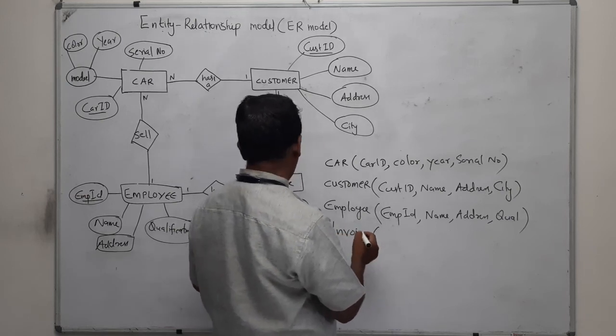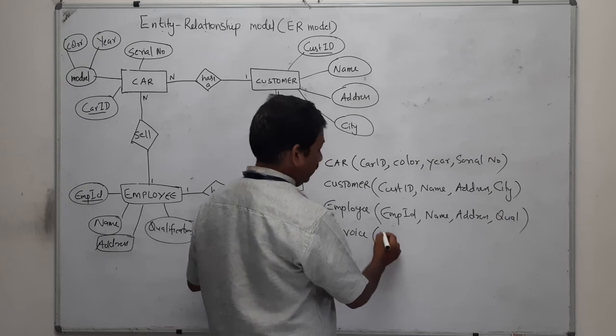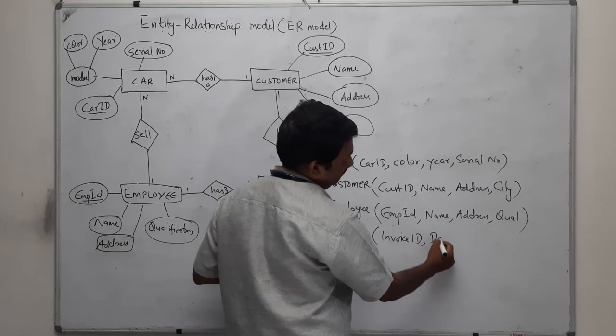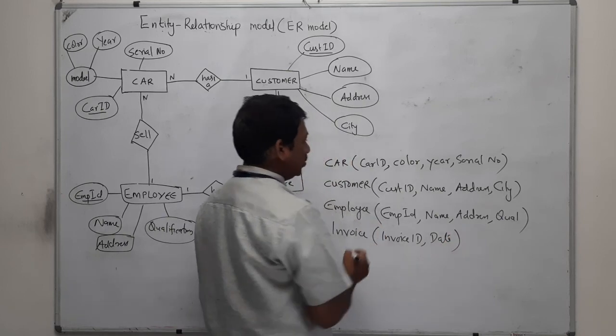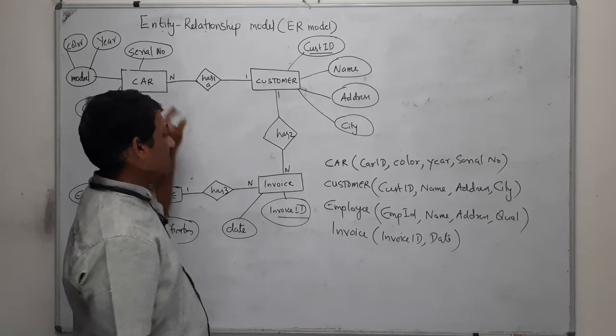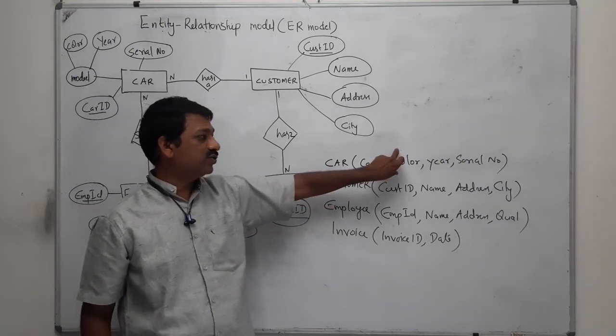Invoice, which is having date and invoice ID and date. Okay, so these are the entities. That means 4 entities are there. They are identified.